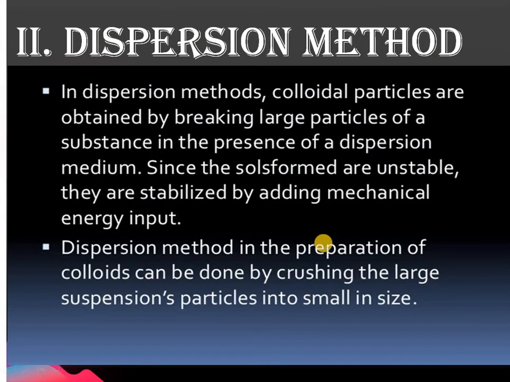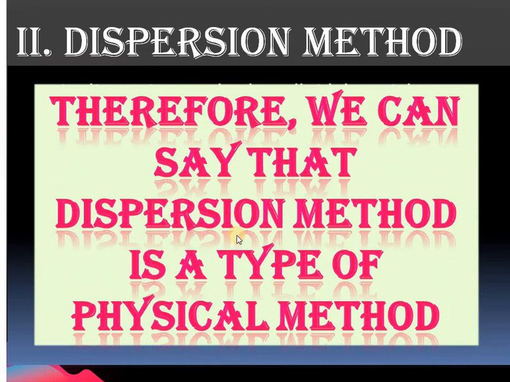Now the first method is completed, that is your condensation method. Now we are moving to the dispersion method. As the name indicates, dispersion means separation. So in the dispersion method, the colloidal particles are obtained by breaking large particles of a substance in the presence of a dispersion medium. Since the solutions formed are unstable, they are stabilized by adding mechanical energy, or we can say electrolytes. The dispersion method in the preparation of colloids can be done by crushing large suspension particles into smaller particles. So we can say that the dispersion method is a type of physical method.